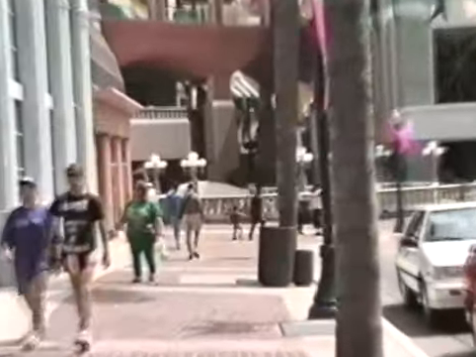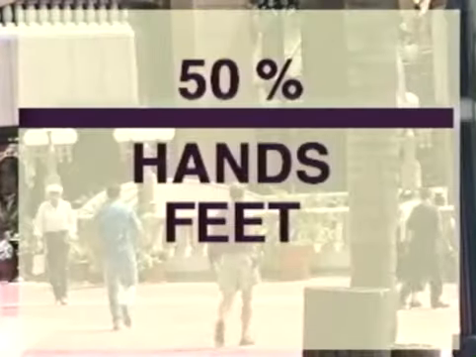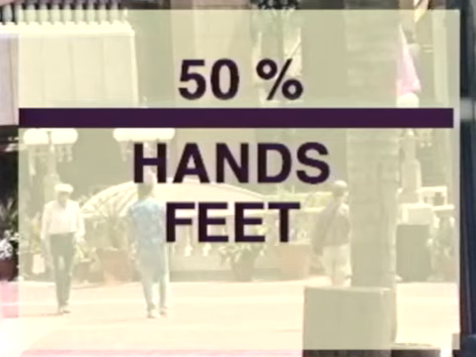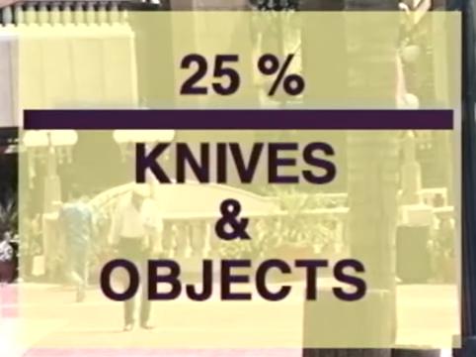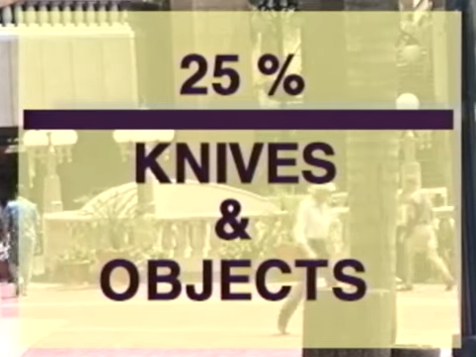When we look at how people are attacked from police reports, 50% are physical in nature, 25% are handguns, and the last 25% are knives and other objects.